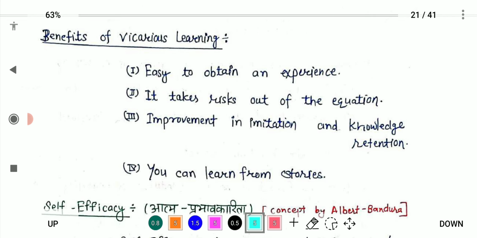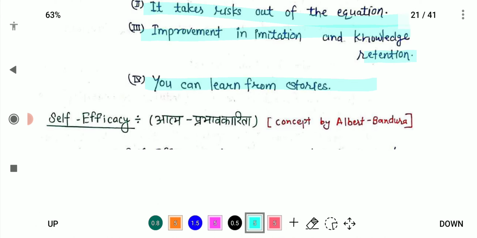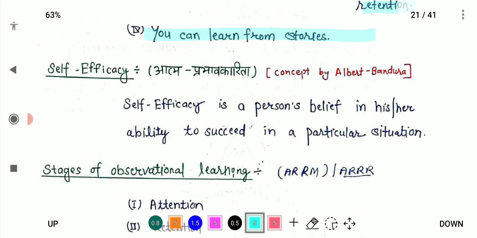What would be the benefits? Easy to obtain an experience. It takes risk out of the equation. Improvement in imitation and knowledge retention. You can learn from stories. Self-learning.